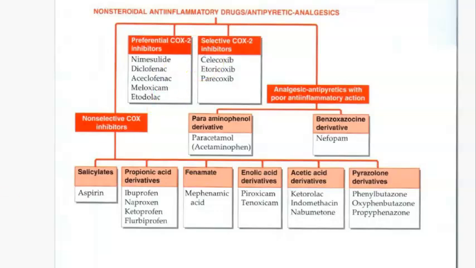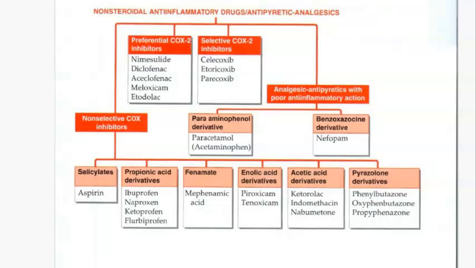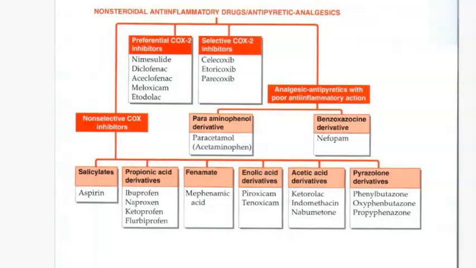So these are what? NSAIDs, non-steroidal anti-inflammatory drugs. They are anti-inflammatory. That's what you have to focus on. Non-steroidal means they do not have steroids, like the other classification where you have opioid analgesics. But these are not steroid. So you should remember them as NSAID. Analgesic, that means they'll reduce pain.